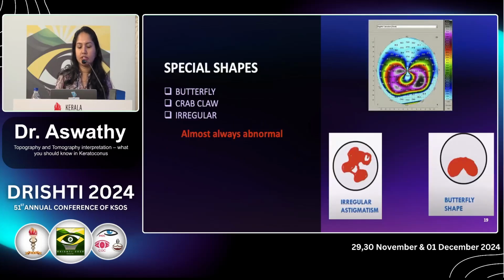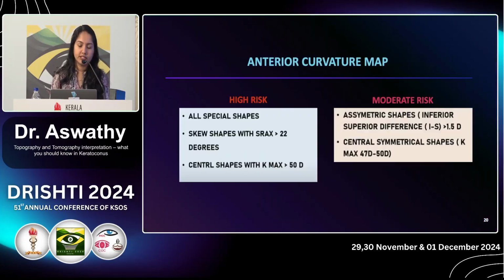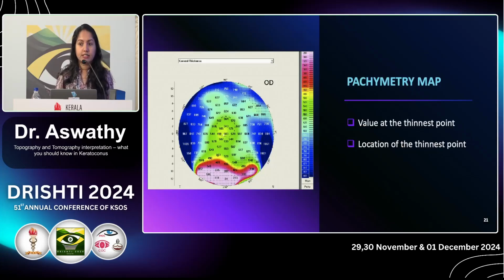Special shapes are almost always abnormal, like the butterfly, crab claw shape, and irregular. So these are the high risk and moderate risk characteristics which can be ascertained from a topography map, anterior curvature map. Next is the pachymetry map.